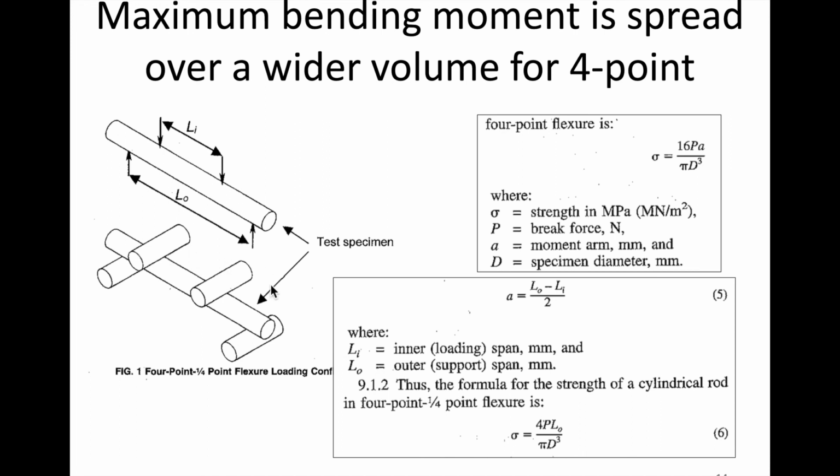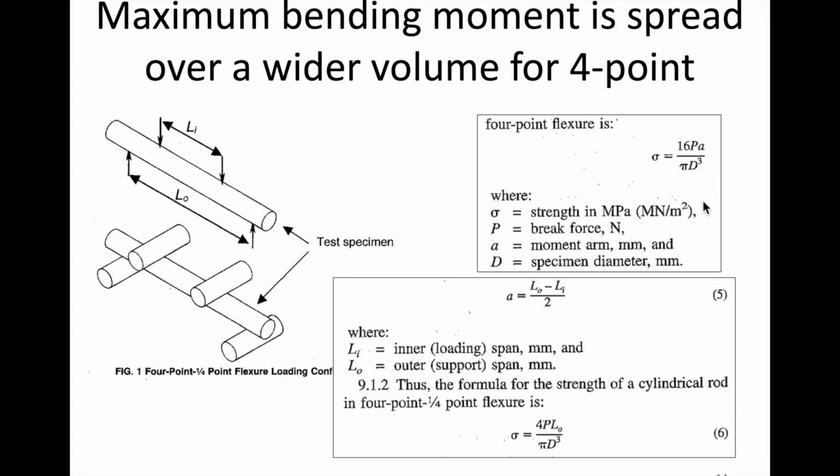So let's go over what's in these equations, because this is what you're going to be using to calculate the bending strength. This is the bending strength equation. It's 16P, and P is the break force. This is what you'll get from the instrument, from the software. And then A is the bending arm, the moment arm. We'll talk about that in a second.